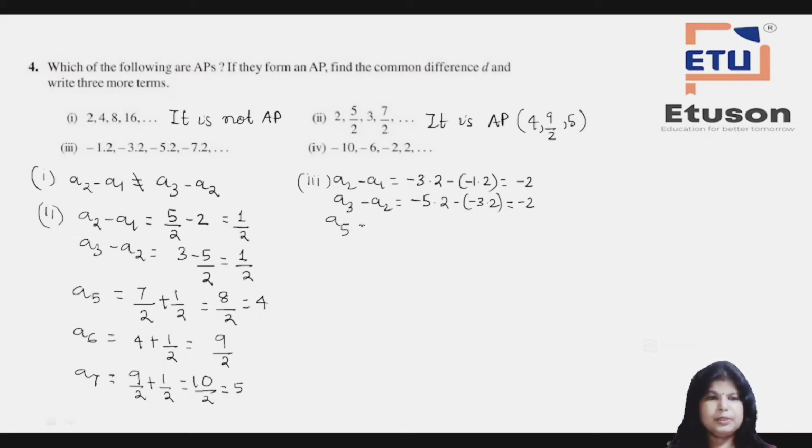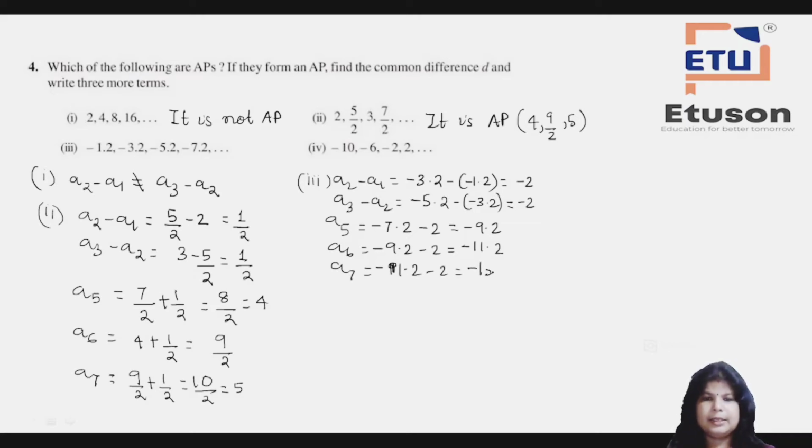So the subsequent numbers will be minus 7.2 minus 2, that is minus 9.2. A6 will be minus 9.2 minus 2, that is minus 11.2. A7 will be minus 11.2 minus 2, that is minus 13.2. So your subsequent 3 terms are minus 9.2, minus 11.2 and minus 13.2. Now let us go to bit 4. So you have minus 10, minus 6, minus 2. So let us find out, is there any common difference?